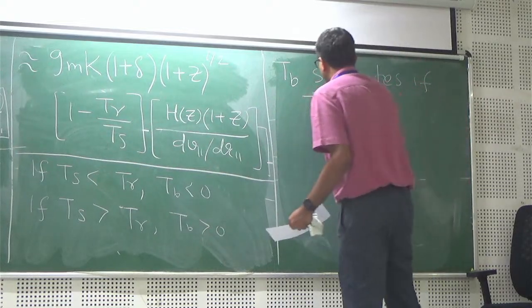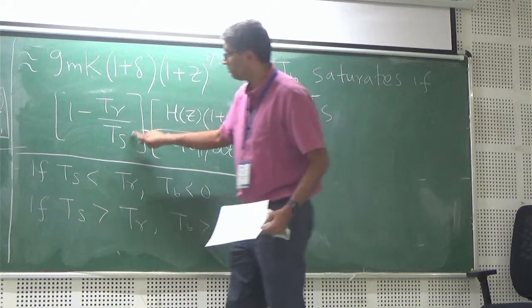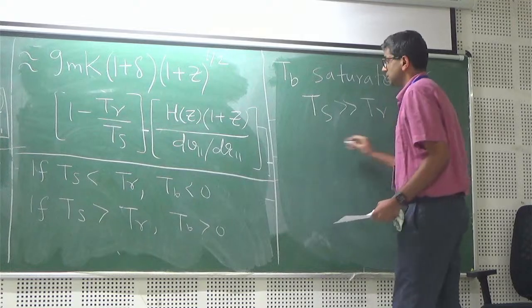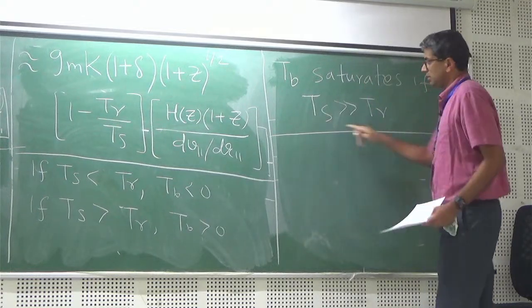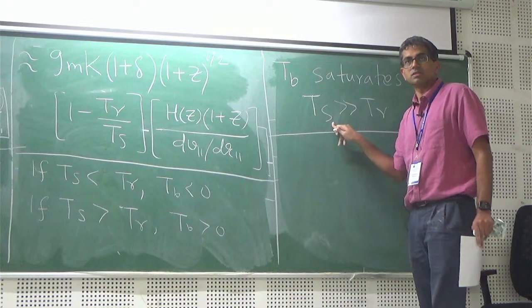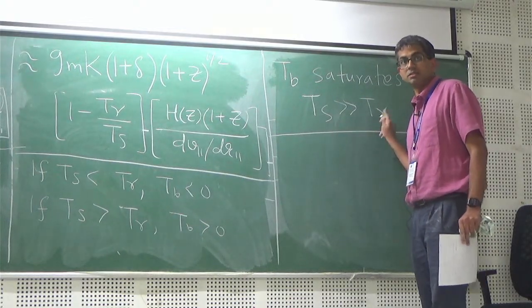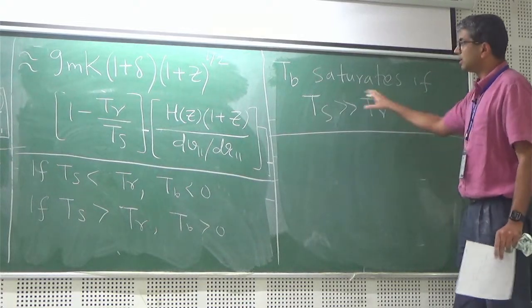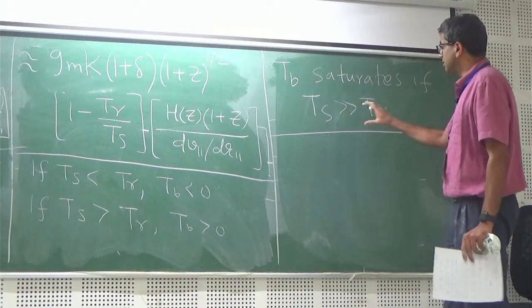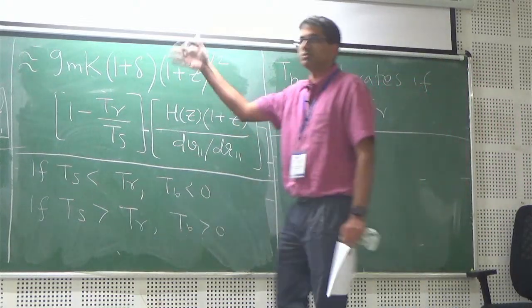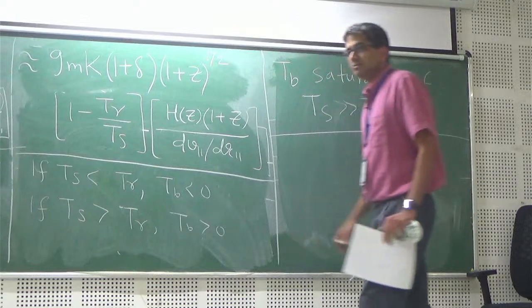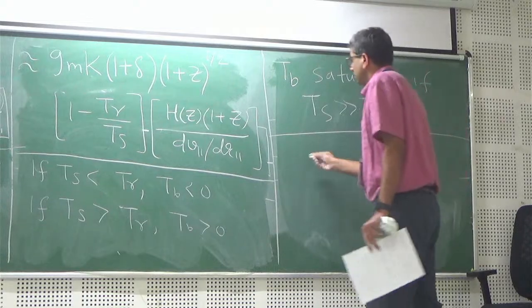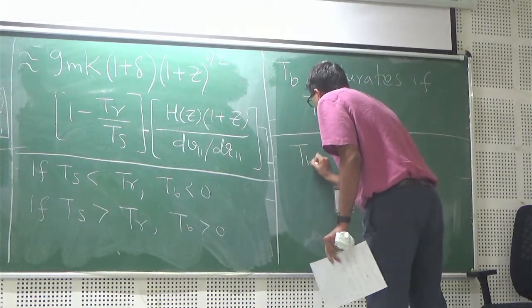When will it saturate? When this goes to 0. So this will go to 0 if the spin temperature is much greater than the CMB temperature. We will consider under what conditions the spin temperature becomes much greater than the CMB temperature. I guess many of you already know that, but if you don't, we will come to that. For the moment, what is to be taken away is that there is a regime where this thing becomes a constant. So the maximum brightness is unfortunately limited by this. The minimum is not limited.